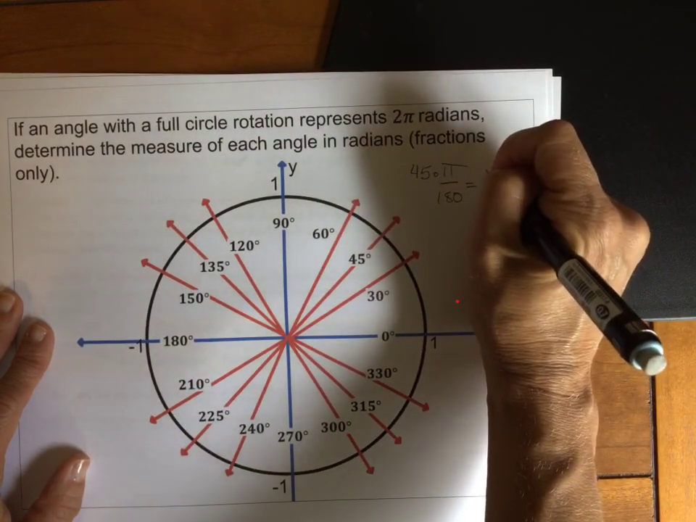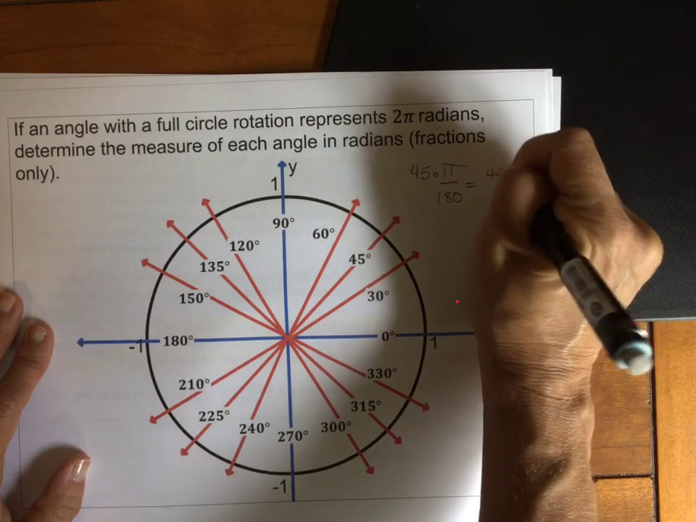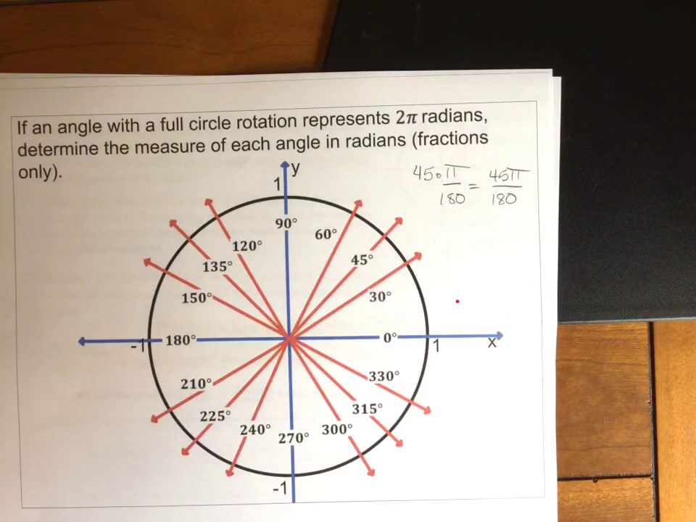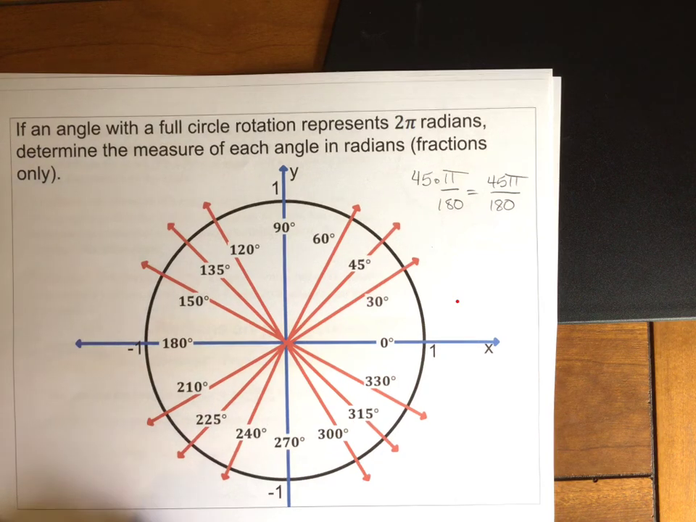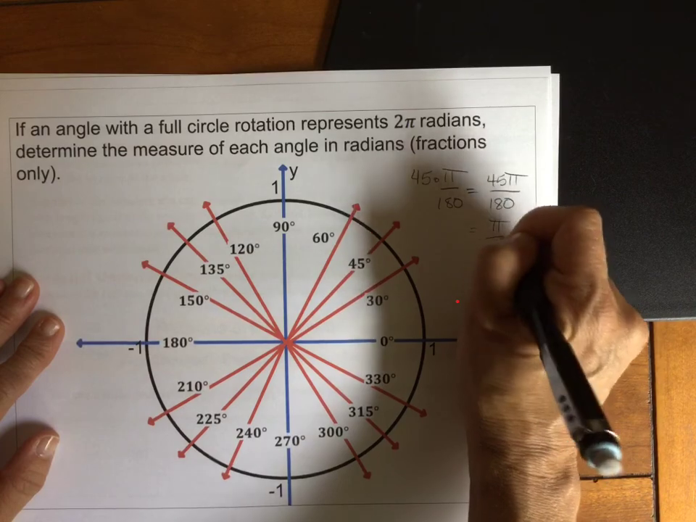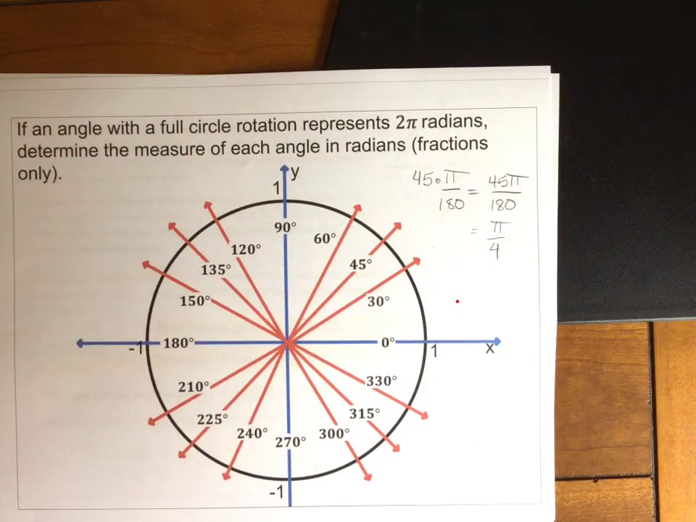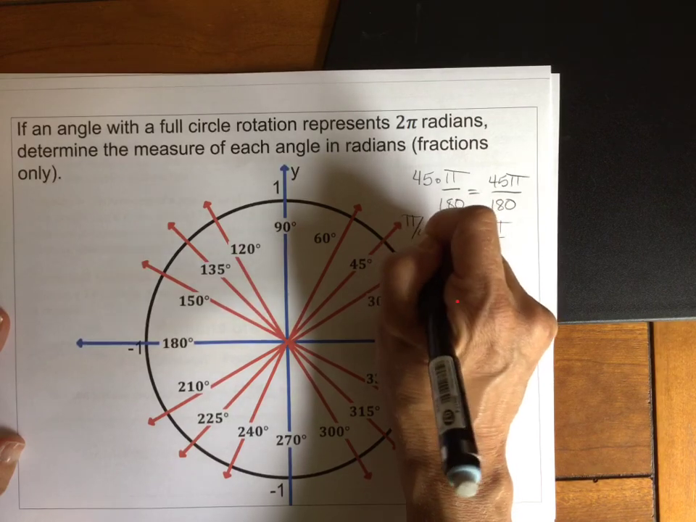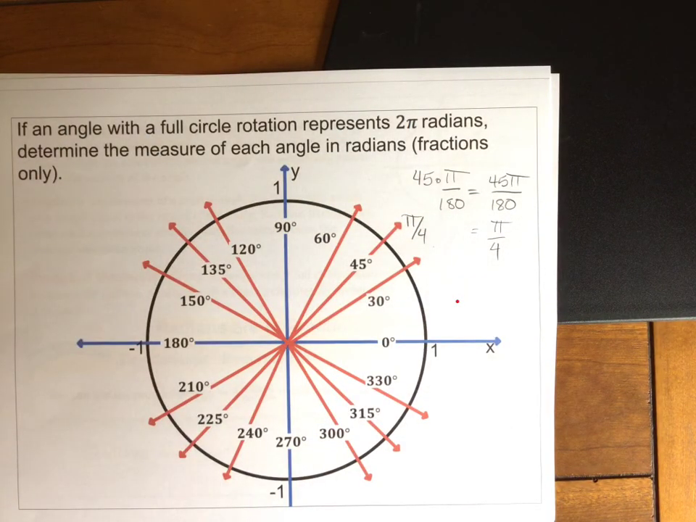In this case, I get 45 pi all over 180, and 45 actually goes into 180. So if you divide 180 by 45, you get pi over 4, right? So right here for radians, we're going to say that this is really the same as pi over 4.